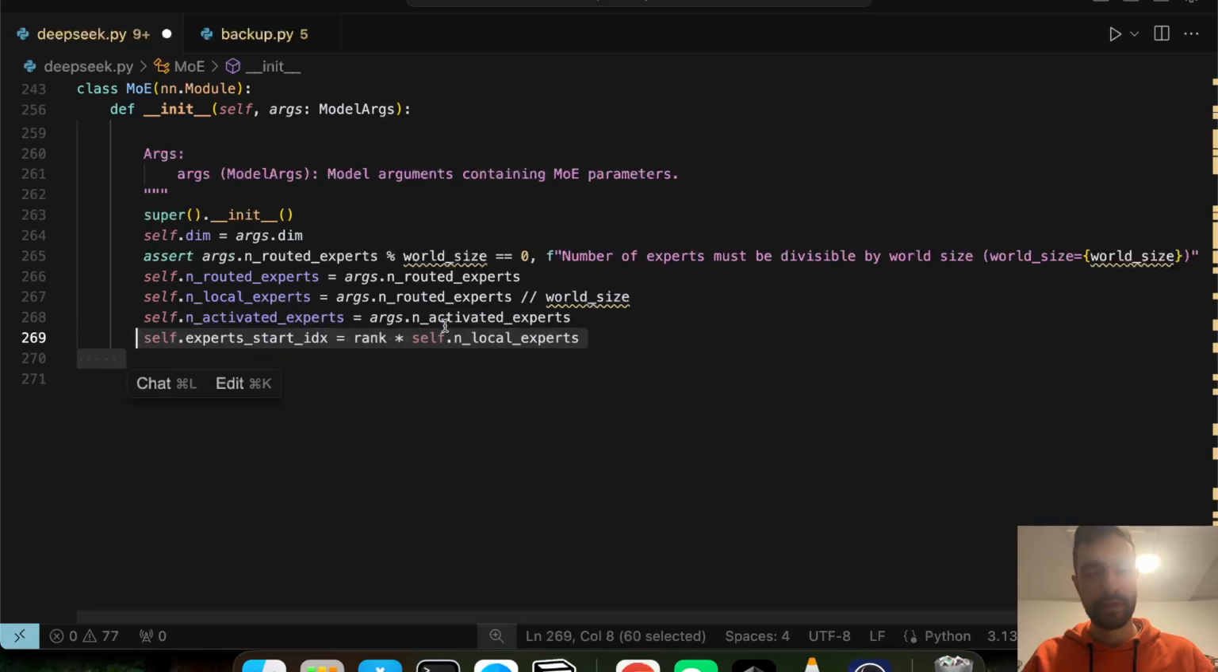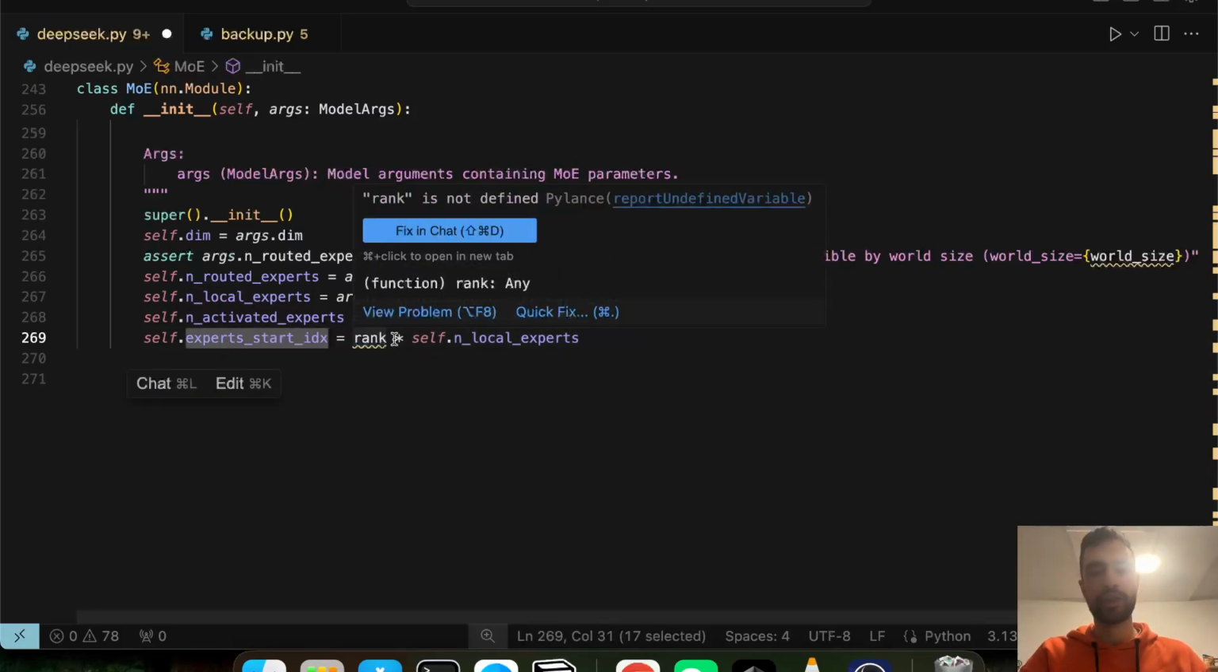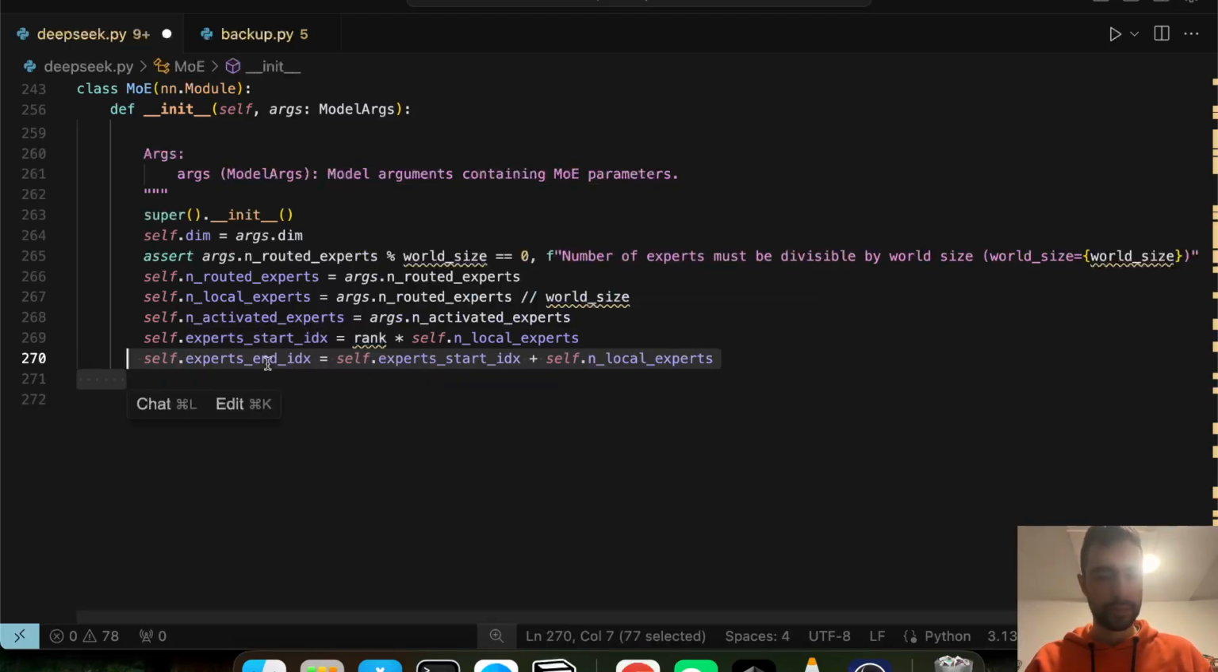Activated experts, expert start index. Rank is the number of the GPU, so the first GPU times 4 experts per GPU, for example. Expert start index will just tell you the expert index of the first expert at a certain GPU. Expert end index is start index plus n local experts, so this will give you the number of experts at a GPU.